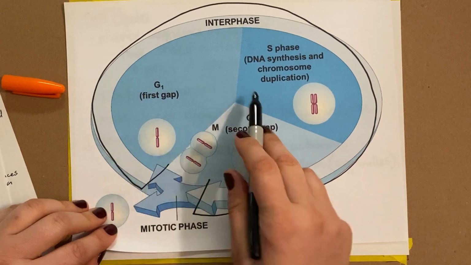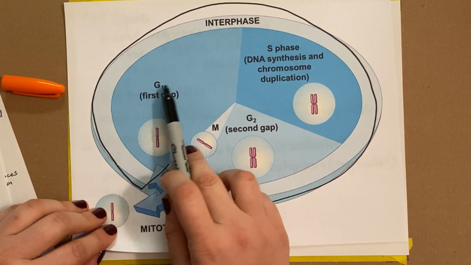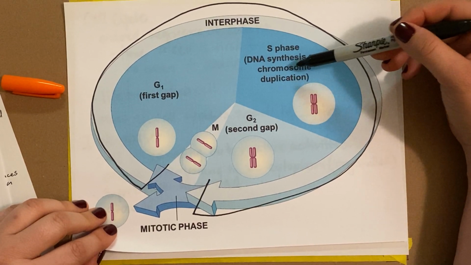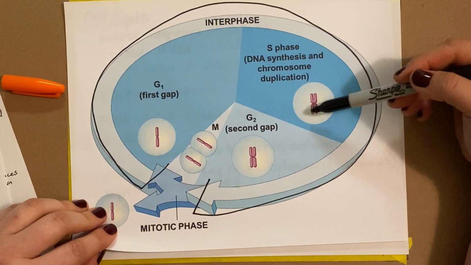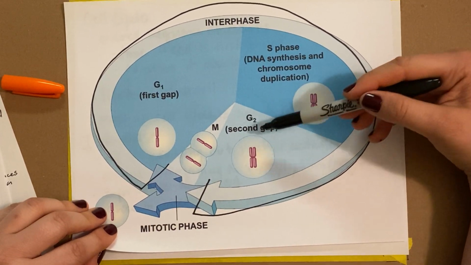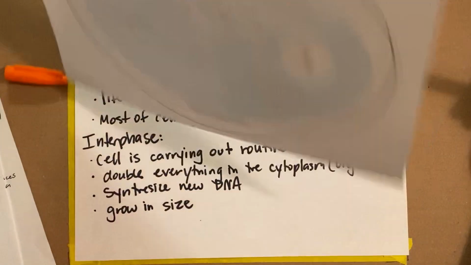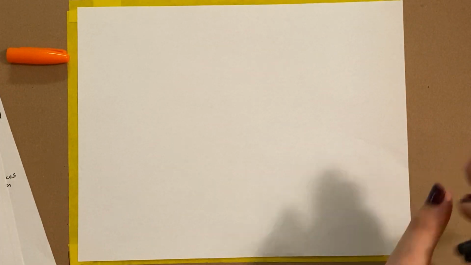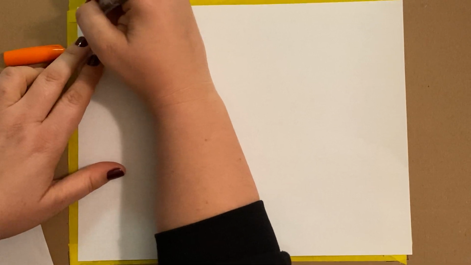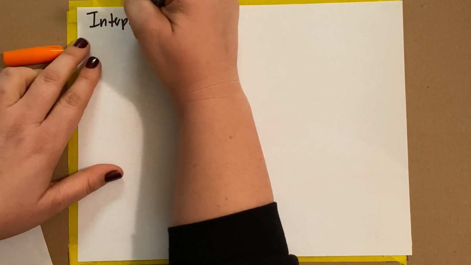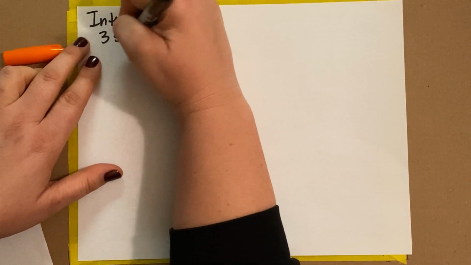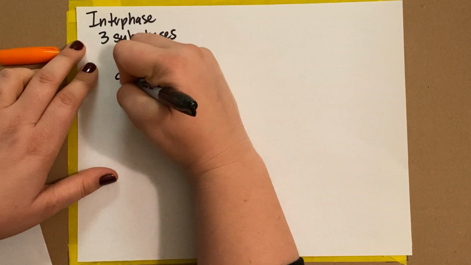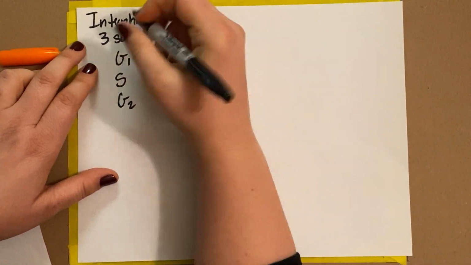And so we'll define what's happening in each of these stages. So we have what we call G1, or first gap. We have the S phase, which is when DNA synthesis is actually taking place. So you can actually see how the chromosome is now duplicated. And then in G2, or second gap, we're going to have growth taking place. All right. So interphase has three subphases. We're going to have G1, S phase, and G2. Okay, and they happen in that order.